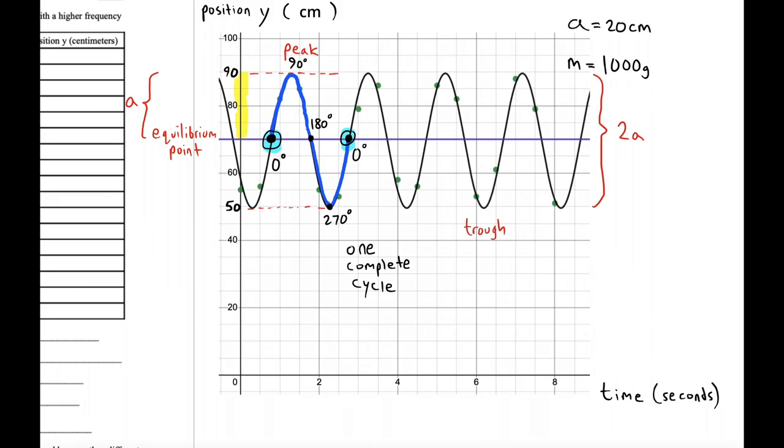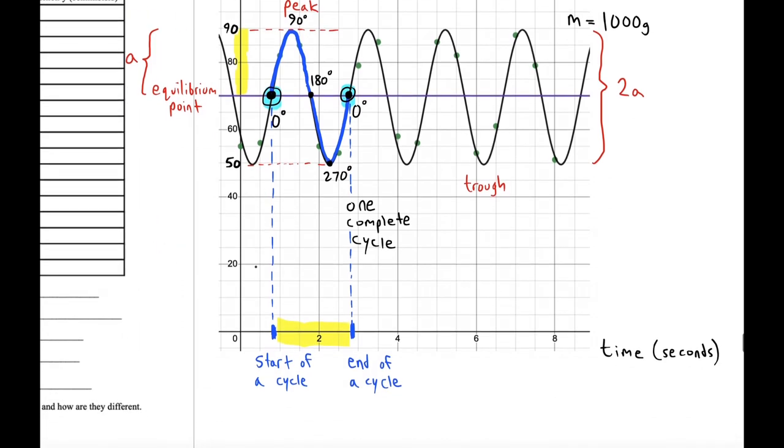Okay, so what we can do is we can trace this down to the time axis. And this is going to be the start of a cycle. And then we'll trace this down as well. And that's going to be the end of a cycle. Okay, so what we're going to need is this distance here.